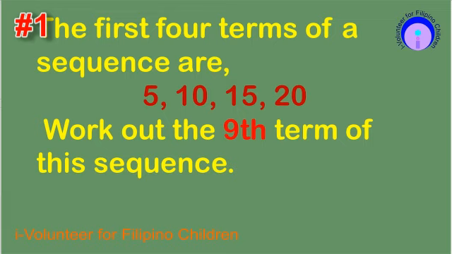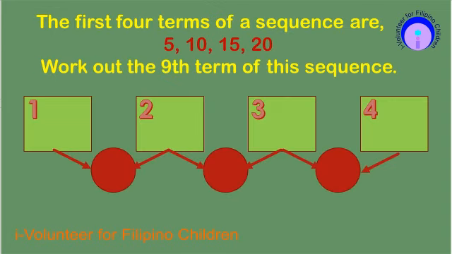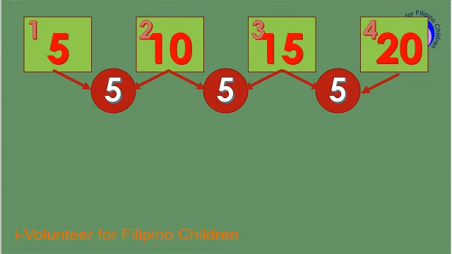How will you do it? Will it be manual or with a formula? Since we are looking for a sequence, we have to analyze the given data. The first term is 5, followed by 10, followed by 15, and the last one is 20. Find the difference between the first and the second term. Please take note that the difference between terms is 5.